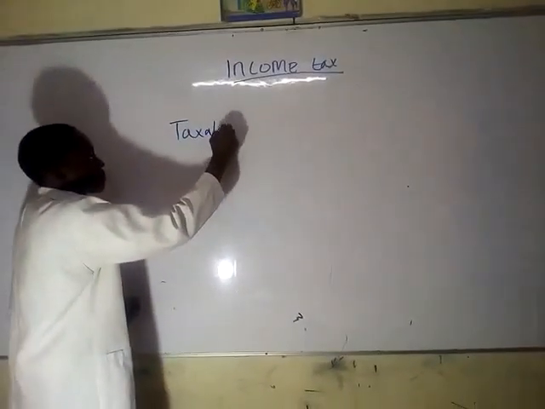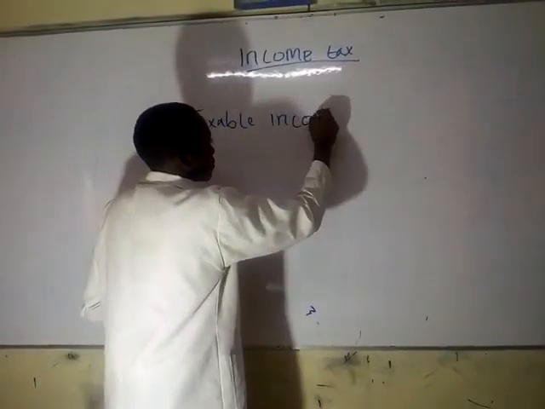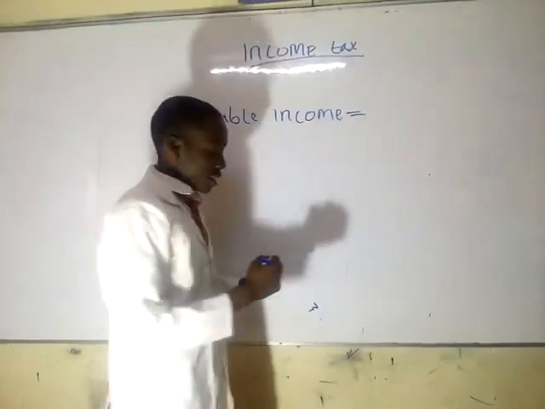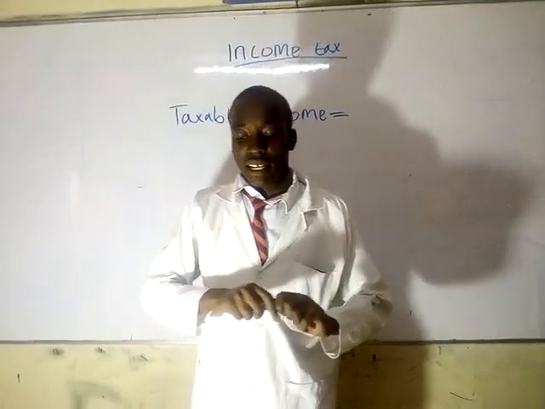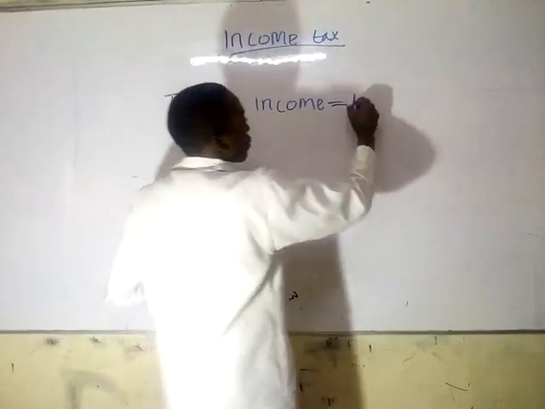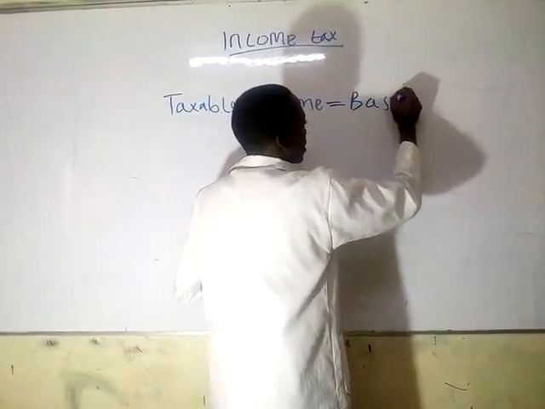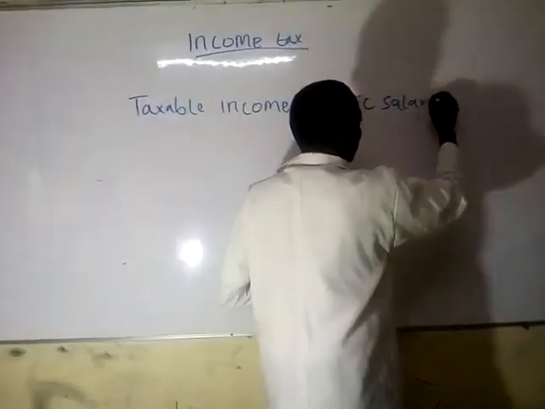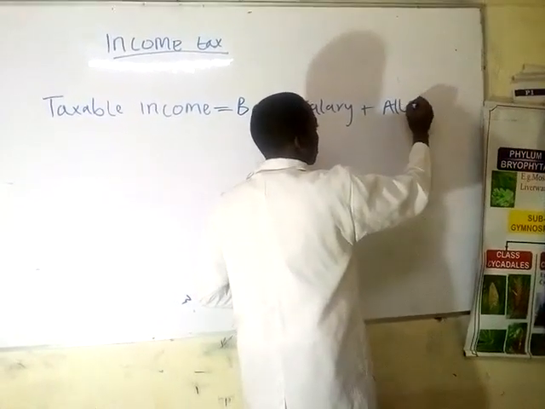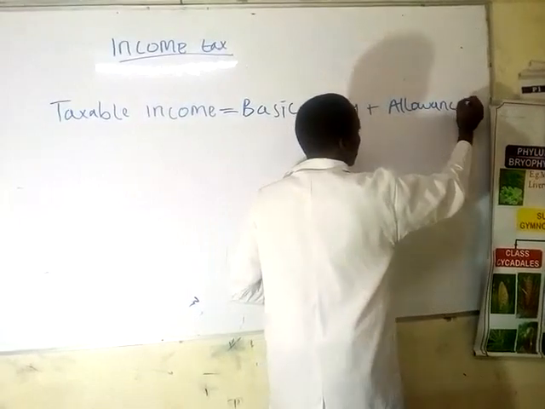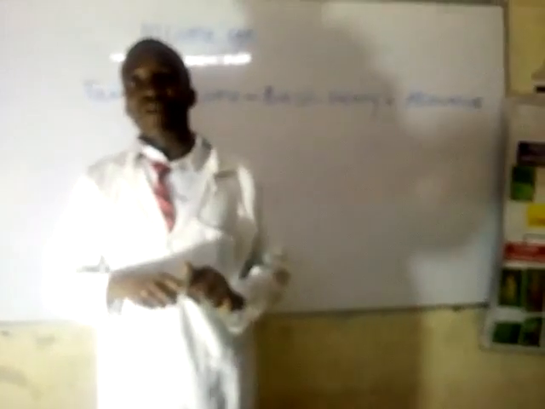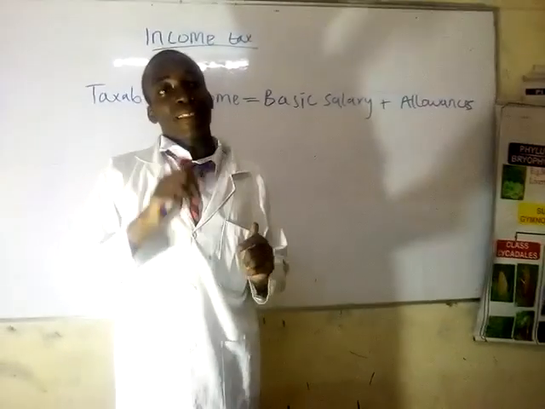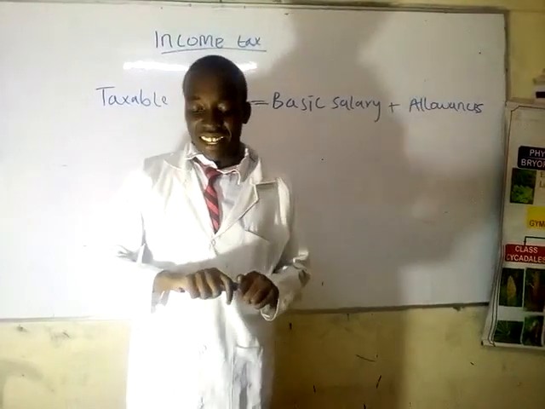First thing is taxable income. This is the money paid before it has been taxed, and the formula for getting taxable income is basic salary plus the allowances. The allowances include things like house allowance, security allowance, and other things.